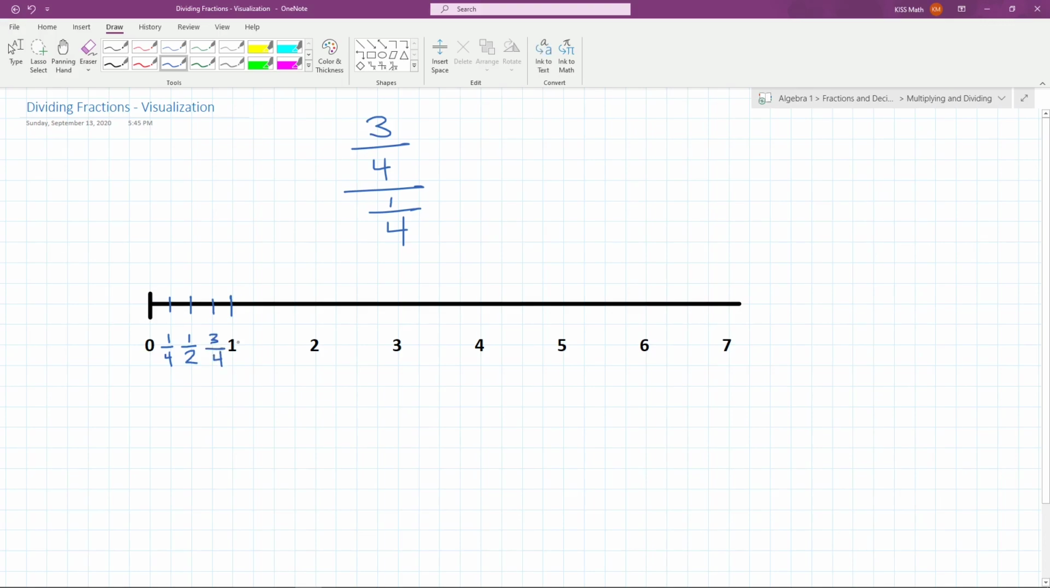So we're asking ourselves again, okay, how many times will 1/4 go into 3/4? Well, here's 1/4, and here's another 1/4, and another 1/4. And then we've made it to 3/4. So just like 2 went into 6 3 times, we can say that 1/4, represented by this distance, goes into 3/4 3 times. And this, if you remember, was the answer that we got last time.